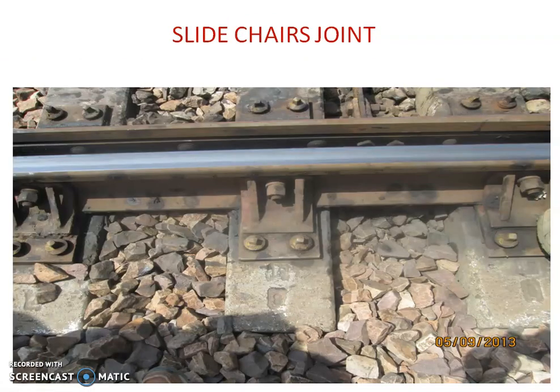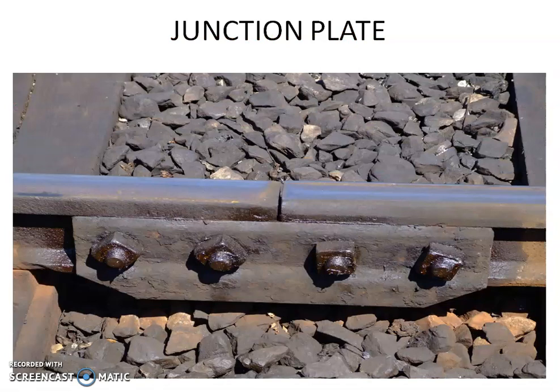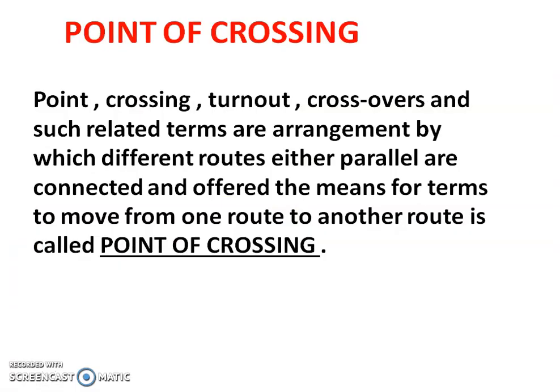This is the side chair. It is in the shape of a chair, that is, the L shape, so we are calling it a side chair. This is the junction plate which connects the two rails, and a gap is seen here. We'll see the purpose of this gap in detail in the further classes.